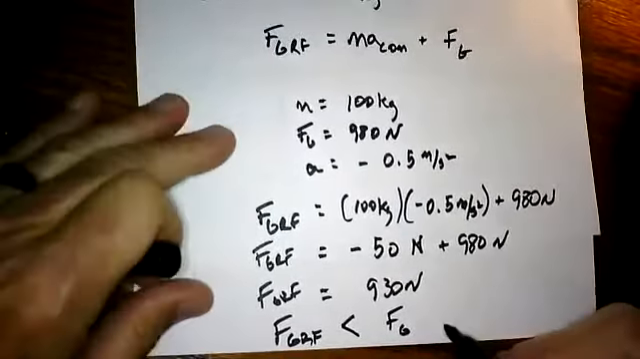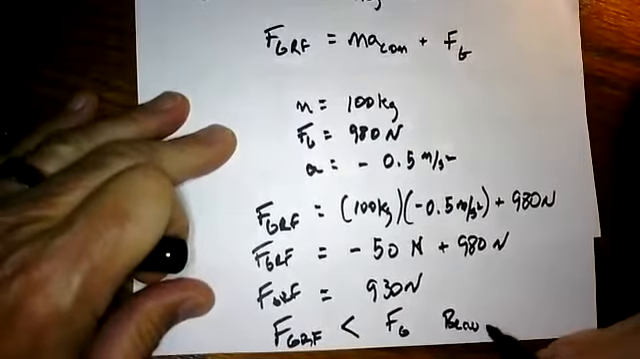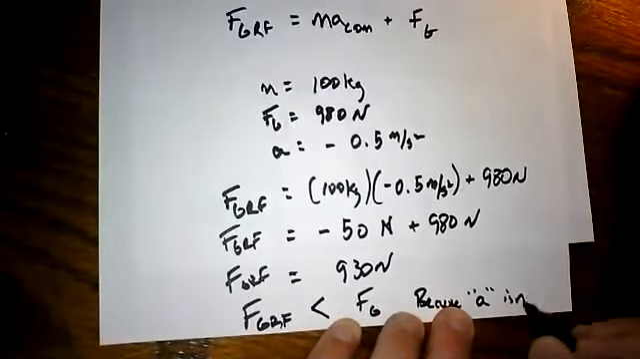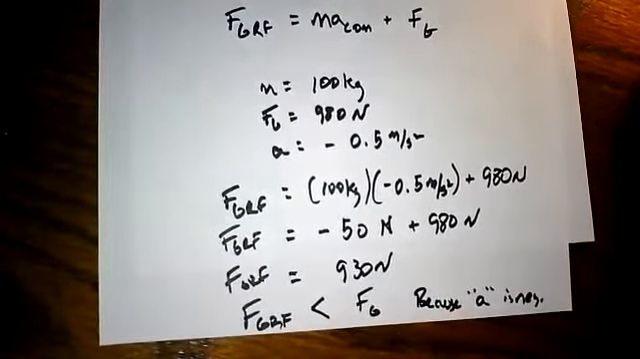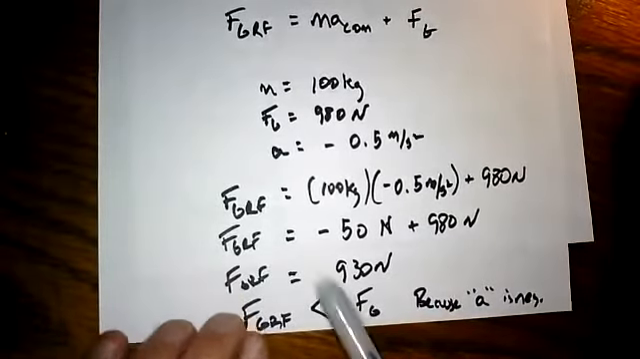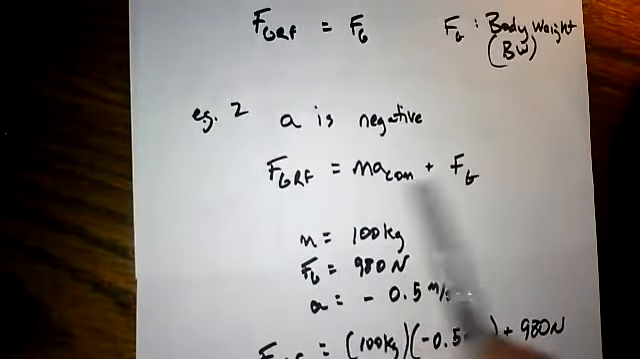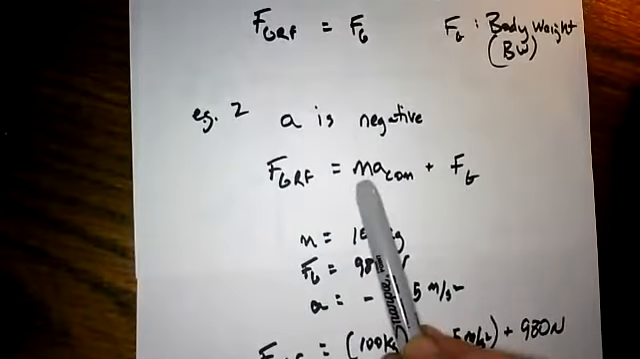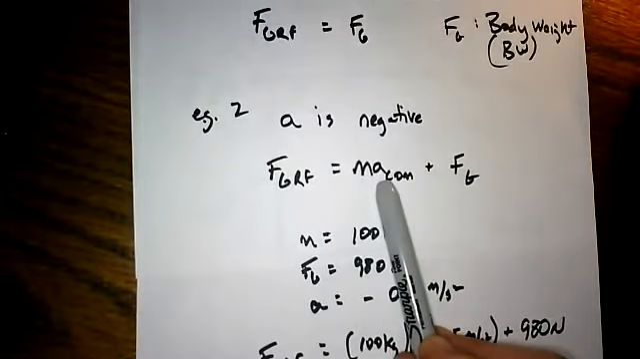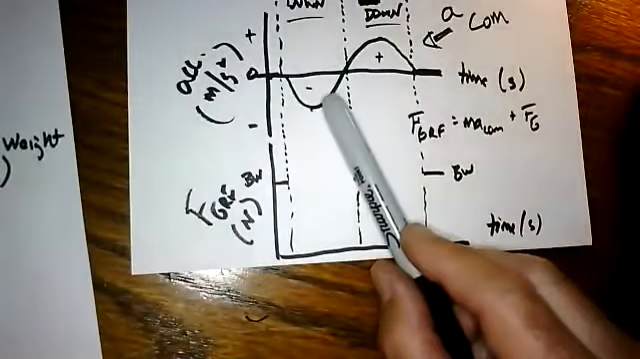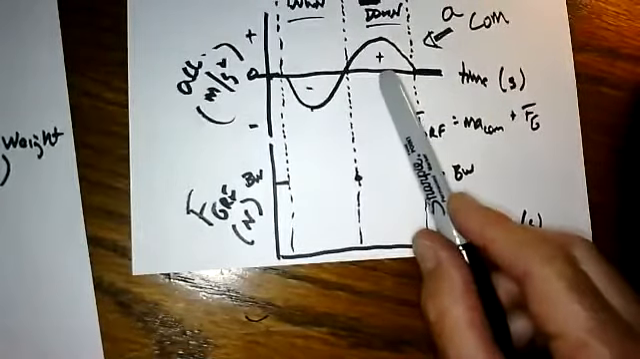Why? Because A is negative. Anytime acceleration is negative, following our equation, F_GRF will be less than F_G. M is a constant. G is a constant. A is not a constant. This reflects what we see in the movement. So ground reaction force will be less than gravity anytime acceleration is negative. What happens when acceleration is positive?